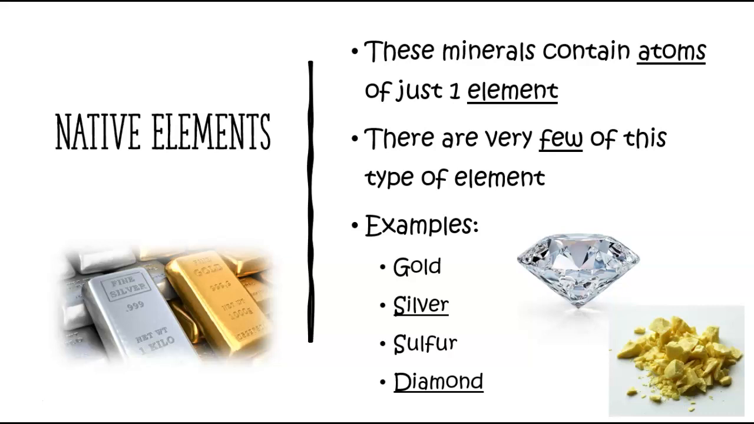Some examples: gold. Gold is made of just gold atoms. Silver, made of just silver atoms. Sulfur, made of just sulfur atoms. Diamond, not made of diamond atoms. There is no such thing, really. Diamond is made of just carbon atoms. All right, so it's made of just one element from the periodic table.